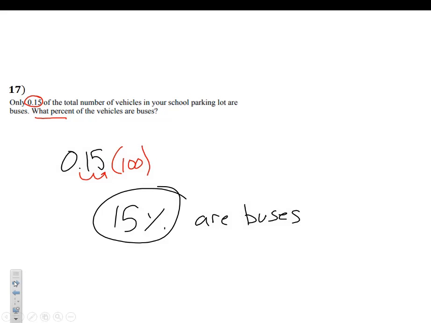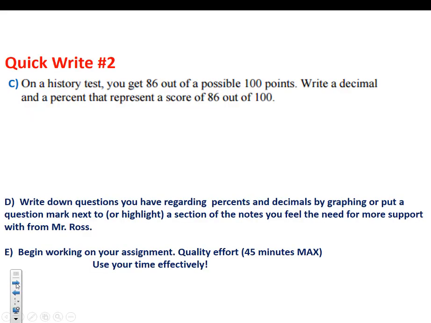15% are buses. All right, that concludes our notes on lesson 6.1. You have your last quick write. If you have an opportunity, go ahead and copy that entire thing down. Copy the story problem out into your book for your quick write, and then answer that. We'll go over the answers tomorrow.